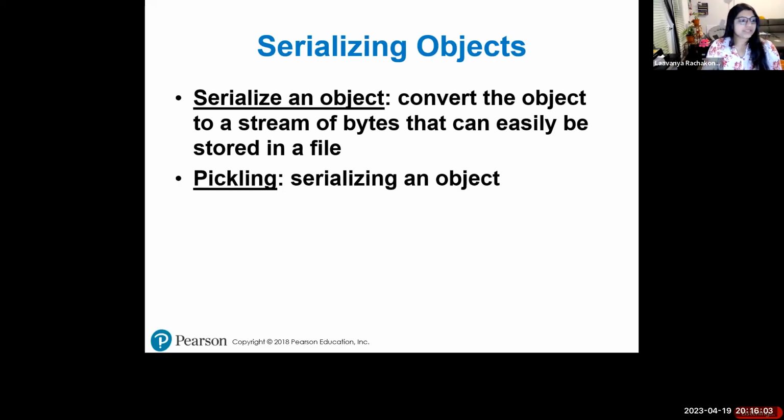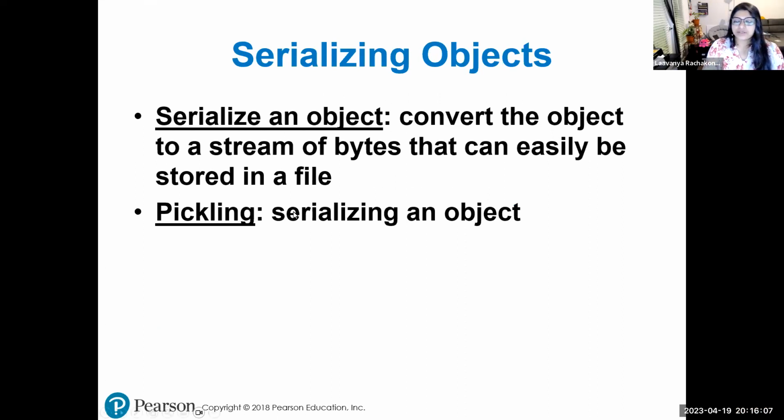Okay, so the last topic from this chapter is serializing objects. So here we are basically trying to understand what serializing is. Serializing is nothing but converting an object into a stream of bytes that can be easily converted into a file. That is when you are trying to convert an object into a file.